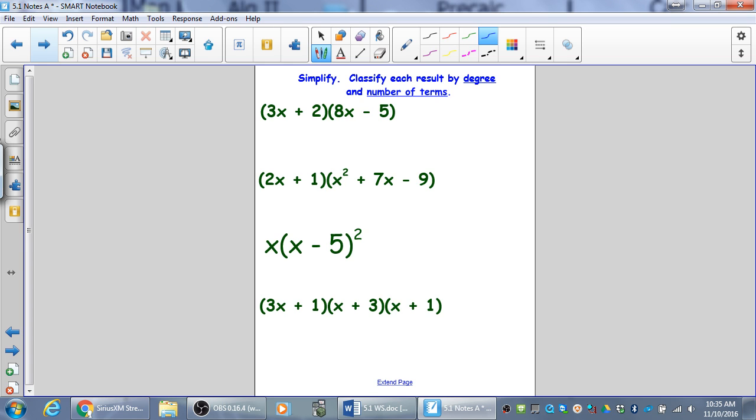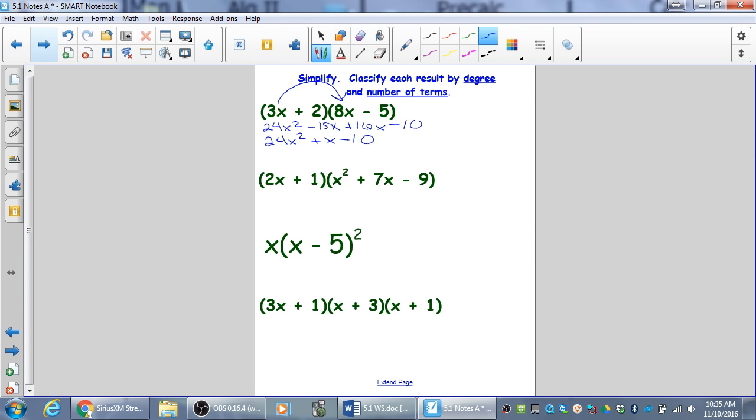Same thing, we're going to multiply and then classify. All right, so we have first 24x squared, outside minus 15x, inside plus 16x, minus 10, last is negative 10. So 24x squared plus x minus 10. So there we've multiplied, we've combined everything we can.